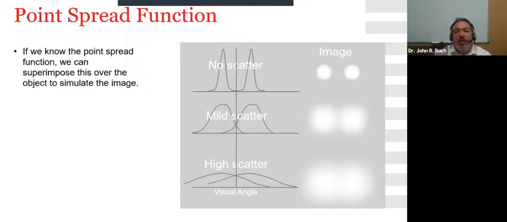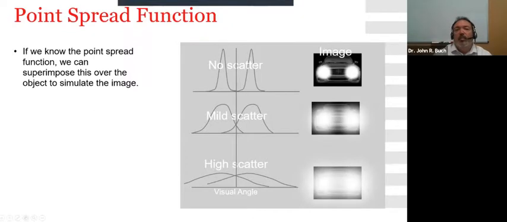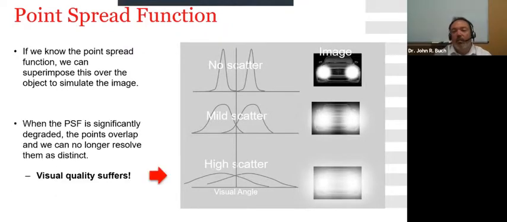And we know that when an image is degraded to the point where two point sources overlap, we just can't resolve them as being discrete. So if we know the point spread function, we can superimpose this over the object to simulate the image. A simple analogy is distant car headlights that we can place on this image. The effects of aberrations and scatter could cause this overlap and make it difficult to tell them apart, right? And certainly visual quality suffers if we have a large point spread function.